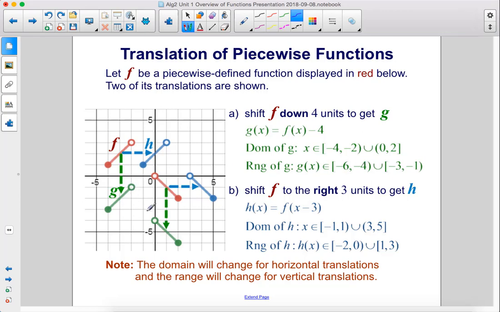Now it's from -6 down here to -4, not including -4. That's why it's parentheses. And it's also -3, including -3, bracket, up to -1. And here, we've changed the domain, but not the range. Note, the domain will change for horizontal translations, and the range will change for vertical translations.